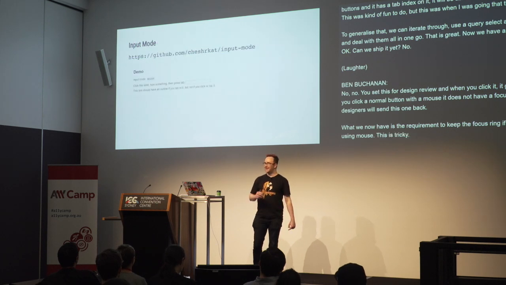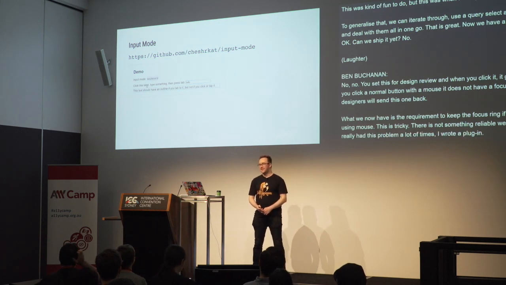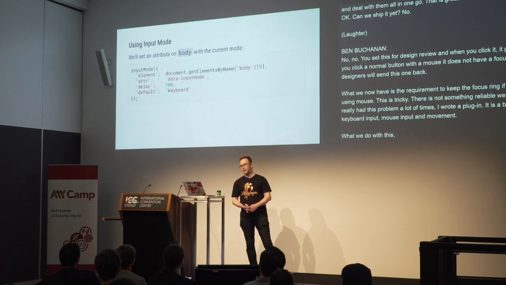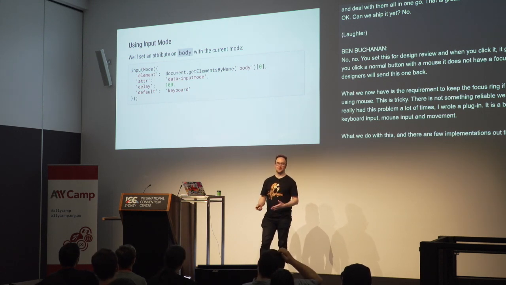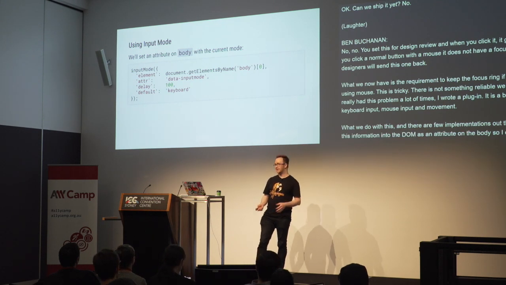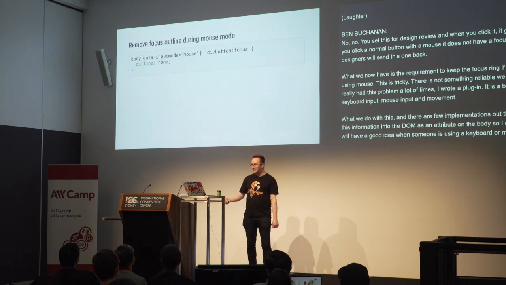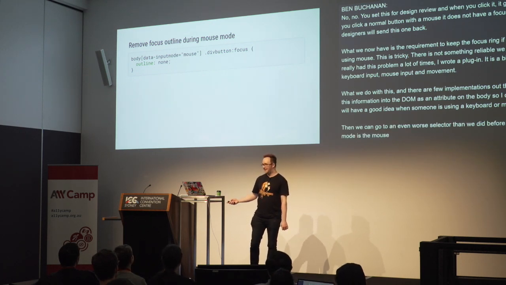So because I really have had this problem a lot of times, I wrote a plugin. It's just actually a bit of JavaScript. And what it does is track keyboard input, and mouse movement, that kind of thing. And so what we do with this, and there are a few implementations out there that do this. What I'm going to do is publish this information into the DOM as an attribute on the body so that I can then respond to it in other places. So I will have a pretty good idea when someone's using a keyboard or a mouse. It's not foolproof, but it's good enough for this. And then we can go back to an even worse selector than we did before, and we can now remove the focus if the input mode is the mouse and the button has focus.